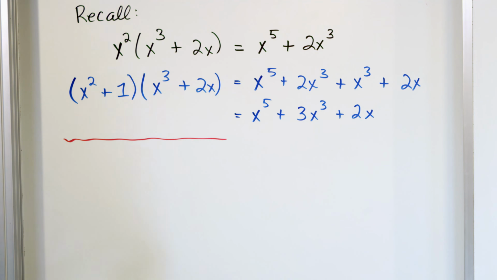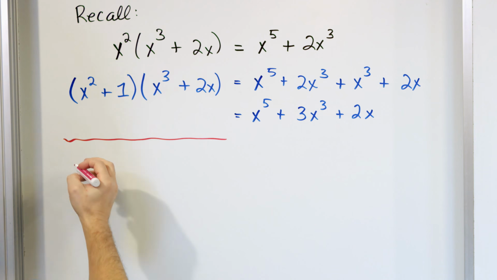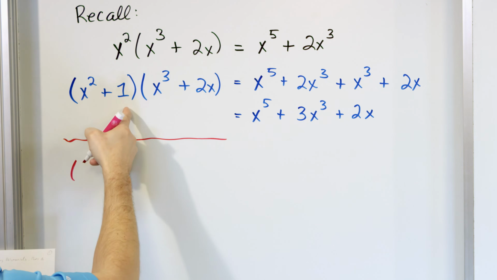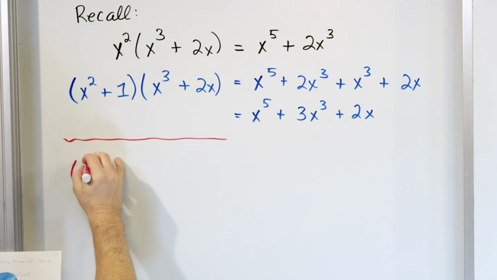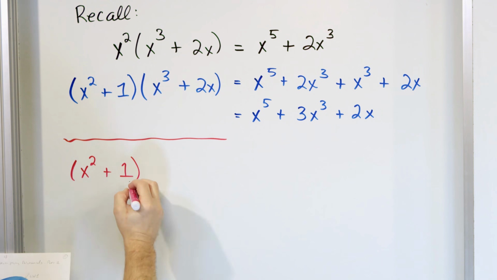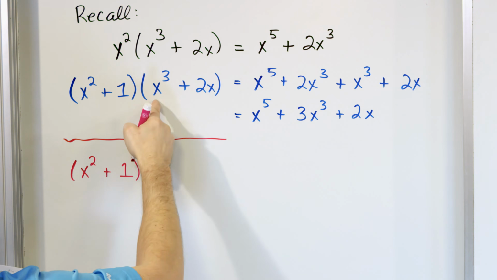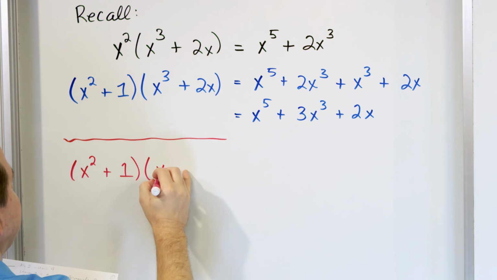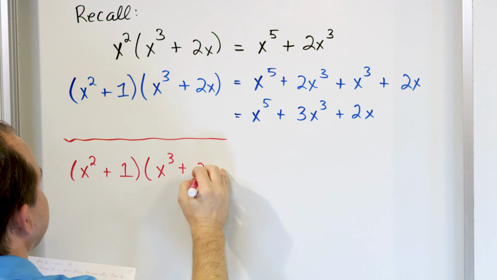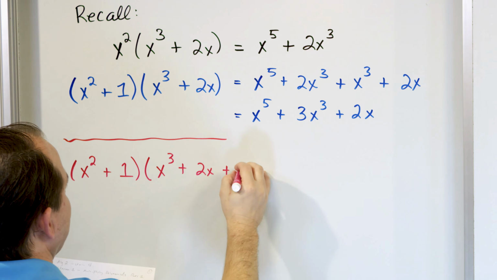A little more complicated than what we've done. By extension, what if I have the same thing on the outside here? Let's call it x squared plus 1 on the outside. But on the inside, I change this and make it a little more complicated: x to the 3rd power plus 2x plus, let's say, 4.